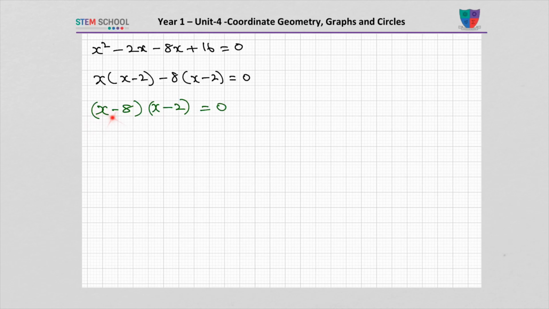So I've got x minus 8 as a factor and x minus 2 as a factor. Now I need to set x minus 8 to 0 and x minus 2 to 0. Setting x minus 8 to 0, I get x equals 8. Setting x minus 2 to 0, I get x equals 2.